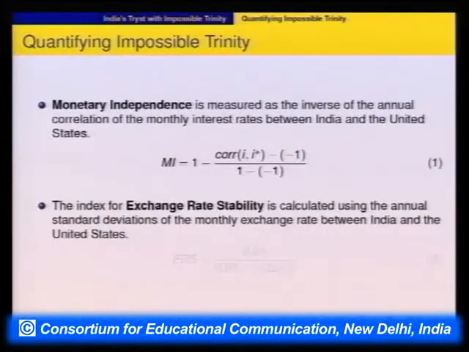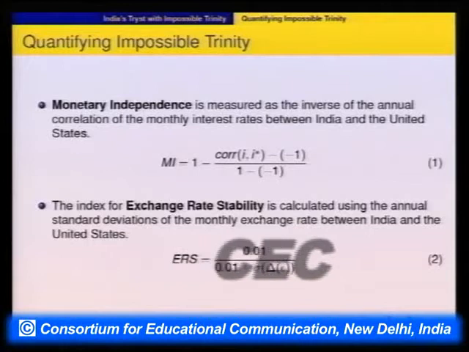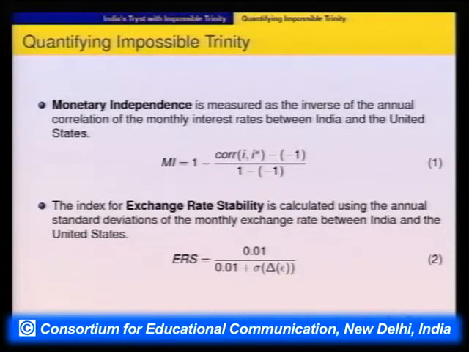Now, exchange rate stability, or ERS, is calculated using the annual standard deviation of the monthly exchange rate between India and the United States. Again, we look at the standard deviation, and the standard deviation is in the denominator. So basically what it means is that the higher the standard deviation, the lower the exchange rate stability. So the higher the variation of the exchange rate within a year, the lower this ERS value. And by construction, this takes a value between 0 and 1.